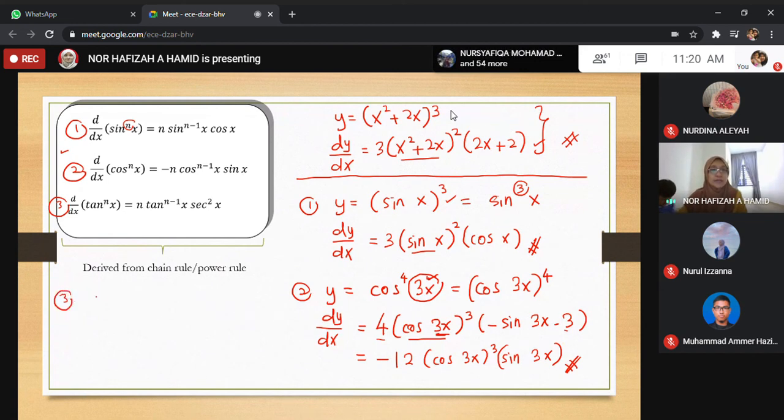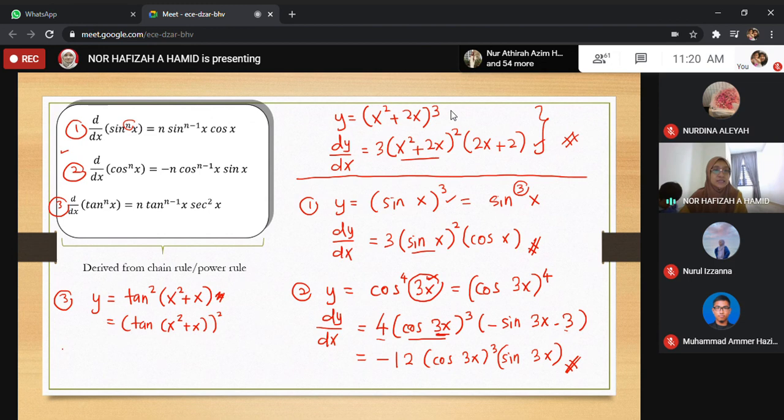You have, for example, y equal to tangent. Contoh saya ambil tangent power 2. Lepas tu you punya equation is x square plus x. Okay, so yang ni dia also equal to tangent x square plus x, semua ni power 2.